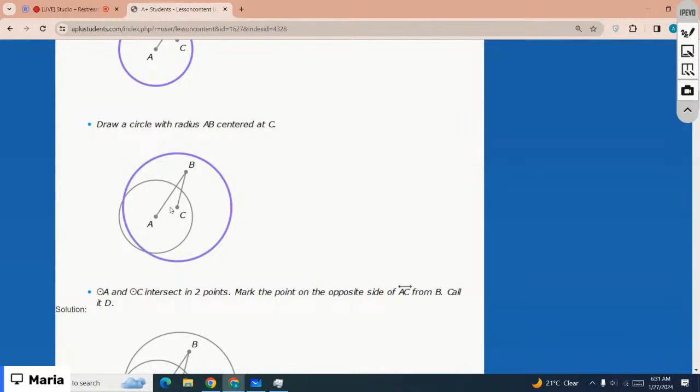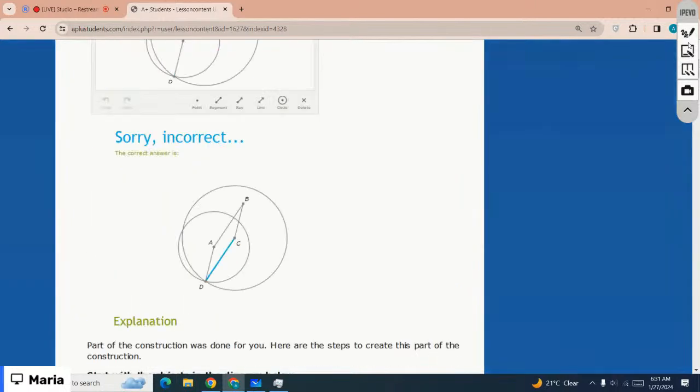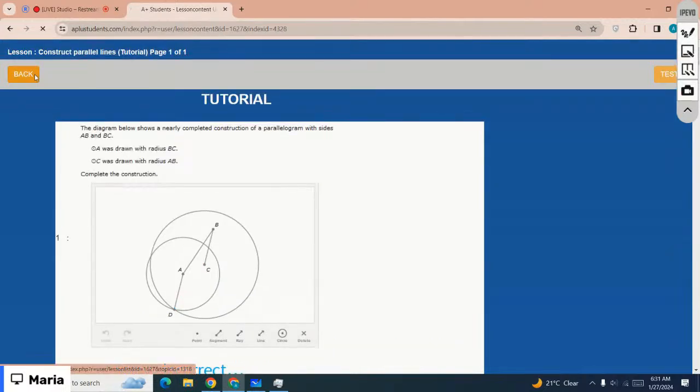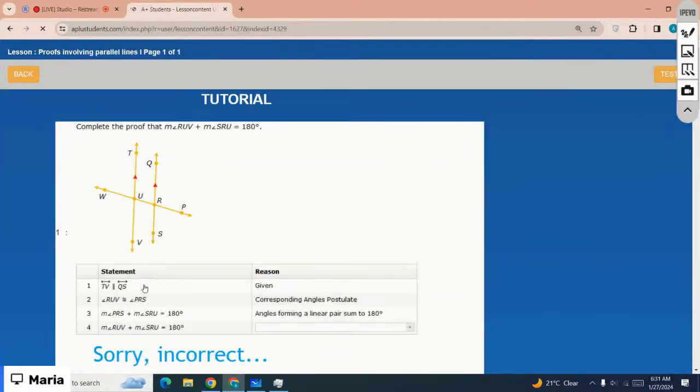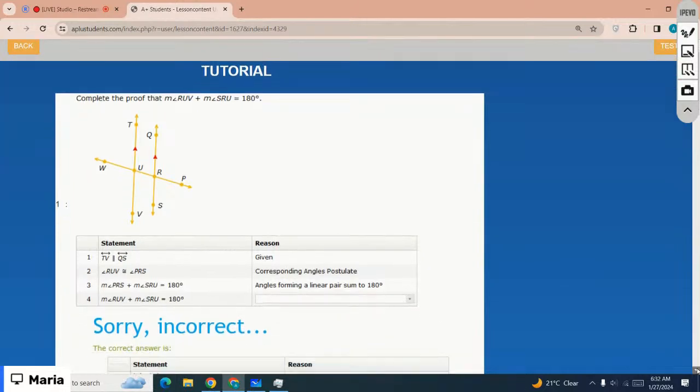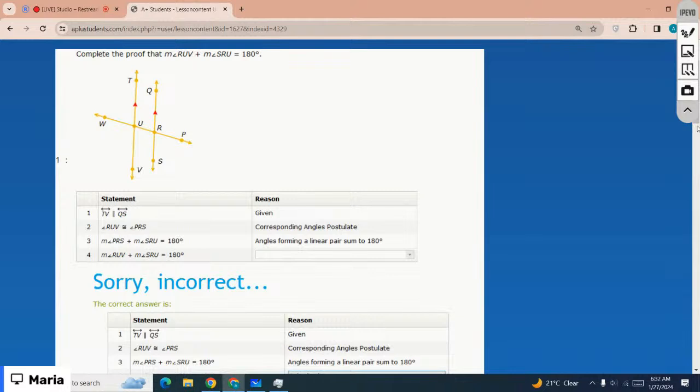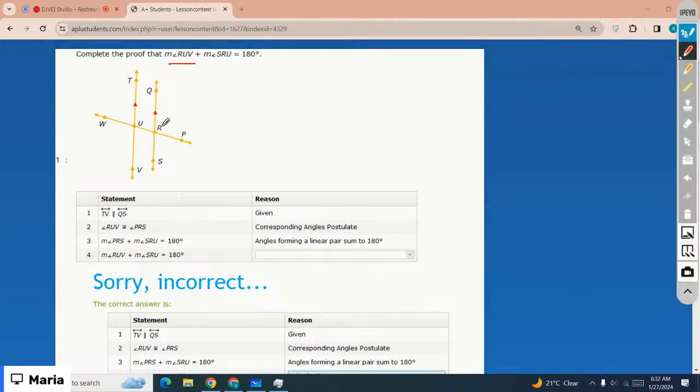But we cannot do this lesson like this by reading, and I cannot do it on board. So let's just skip this lesson. Let's just see the next one. And I think proofs involving parallel lines one. Let's just see. Okay. Complete that measurement of angle RUV plus SRU.